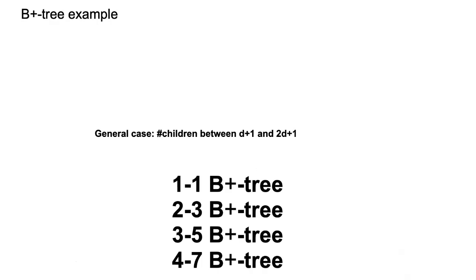Now, I would like to say more about the parameters. In the general case, when you categorize B plus trees, one way of doing that is that the parameter is D, an integer, and then you say the number of children has to be between D plus 1 and 2D plus 1. For example, if D is 0, that's a 1, 1 B plus tree. If D is 1, that's a 2, 3 B plus tree. If D is 2, that's a 3, 5 B plus tree. If D equals 3, that's a 4, 7 B plus tree, and so on, right? You just instantiate by putting whatever value you want for D.